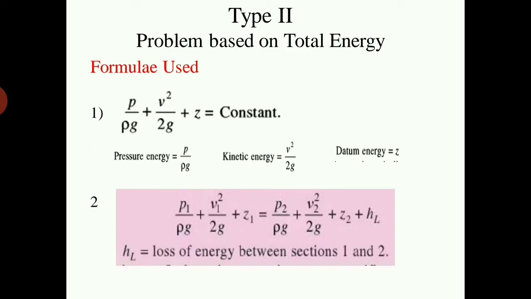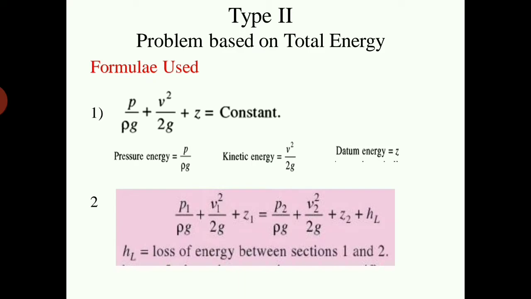So now next we'll be moving to the next type of numerical, that is problems based on total energy. Total energy is given by the formula P by rho g plus V square by 2g plus Z, the total energy, where P by rho g is equal to pressure energy, V square by 2g is equal to kinetic energy, and Z is equal to datum energy.